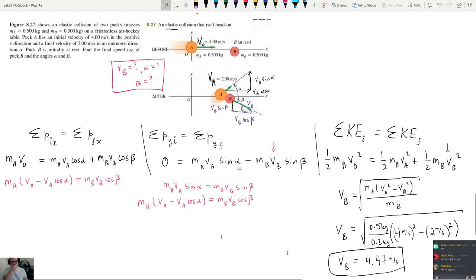And now you start to see there's a lot of similarity between these two equations, right? Now, the first equation on the left-hand side had this V naught in it, but otherwise, the right-hand side is MBVB, MBVB, sine beta, cos beta. You've got sine alpha here, and you've got cos alpha here, right?